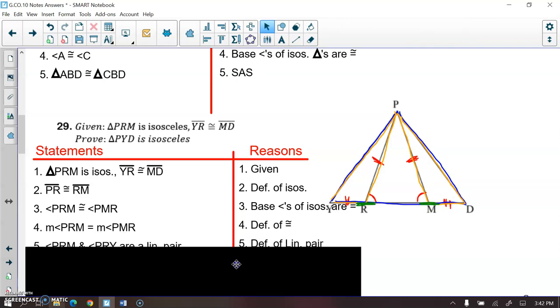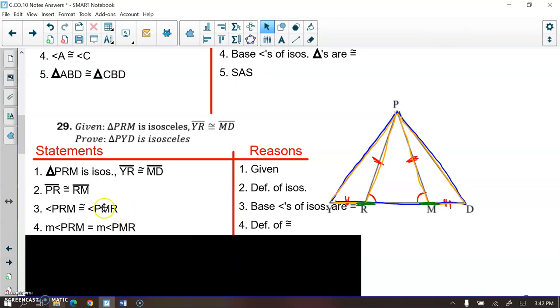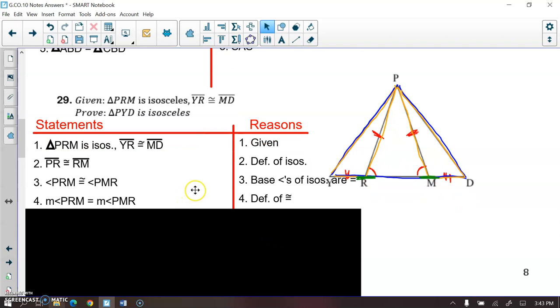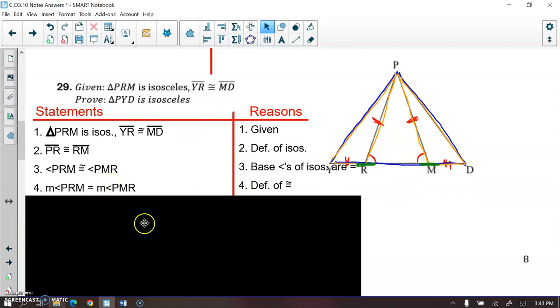So I'm going to state that. Well, first I'm going to state that the measure of angle PRM is equal to the measure of angle PMR by the definition of congruency. That will come in handy in a little bit. You could also have stated this later in your proof.